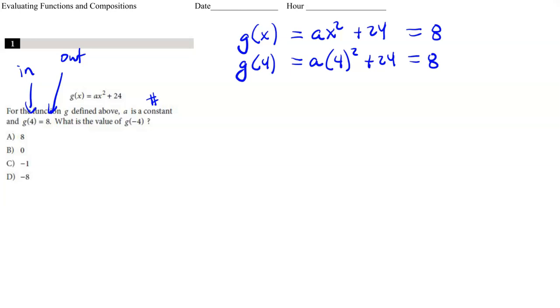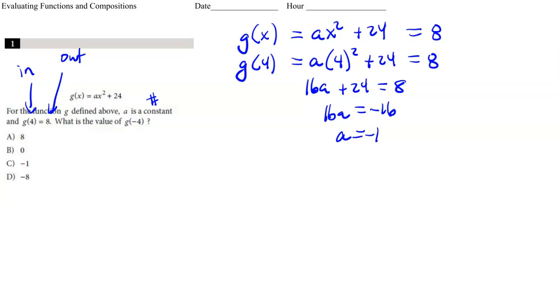Now we got to be careful. We got to use order of operations. So 4 squared would be 16a plus 24 equals 8. Subtract 24 from both sides, and we get negative 16. Divide, and we get a equals negative 1.